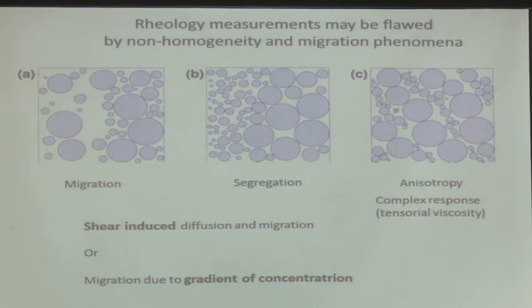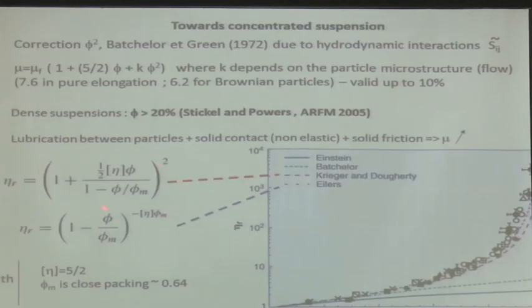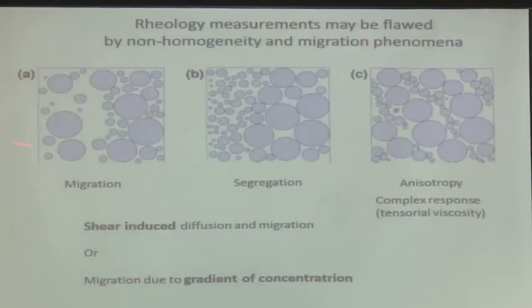When you do a flow, don't forget that you want to mimic your suspension by an equivalent fluid, but it means that the concentration must be evenly distributed. It must be constant, because all the correlations are functions of phi. So if in your flow phi is varying, what will be the response? You will have different viscosities at different places. So if you have a real flow and you have migration, it means that the particles are not evenly distributed in your system, and then characterizing and predicting the viscosity of your medium is very difficult.